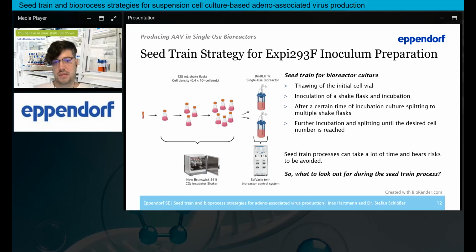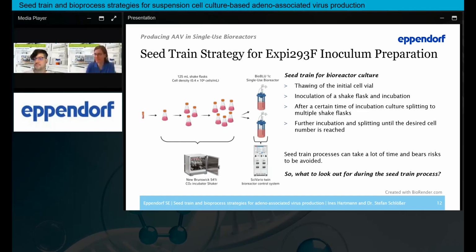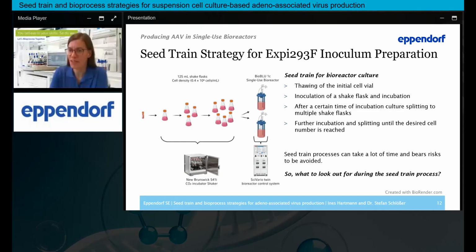So as you can see, the seed train is a simple concept, but it can take a lot of time depending on how many cells you need, and the process itself bears risks to be avoided. So the question is now, what should we look out for during the seed train process? And this is where I hand over to my colleague Ines. Thank you, Stefan.